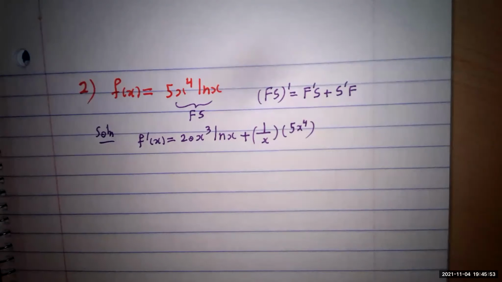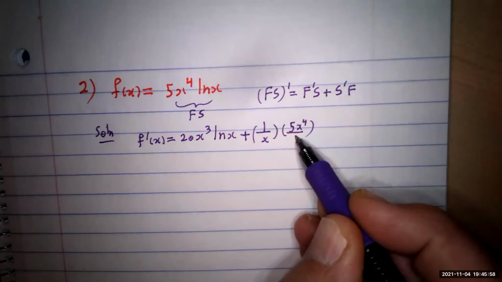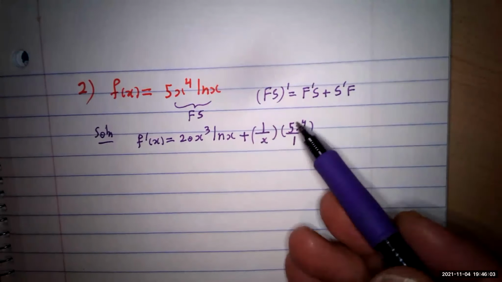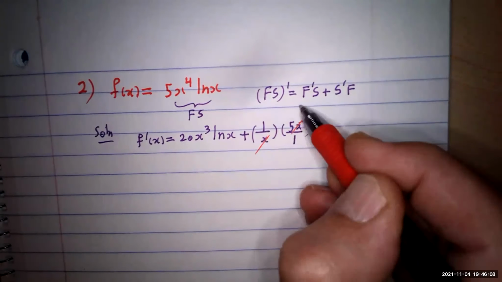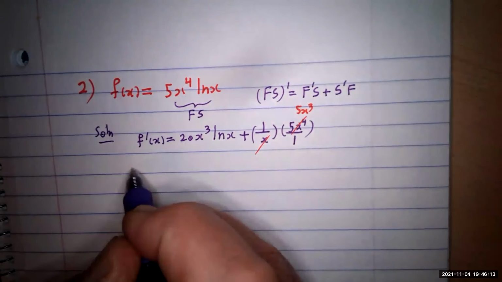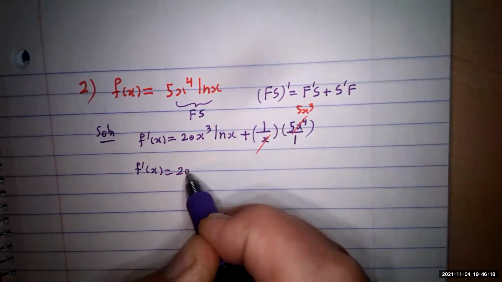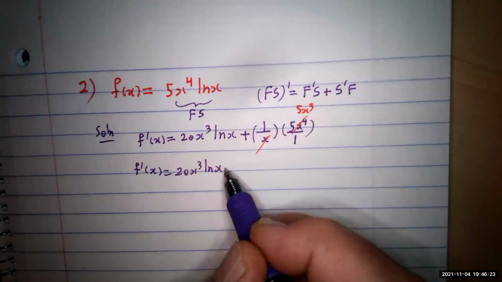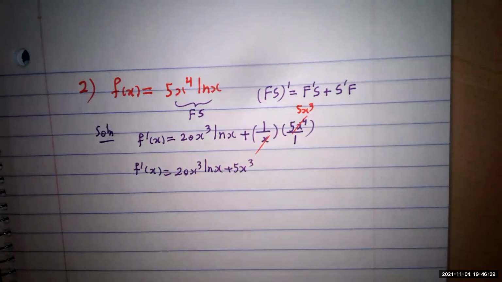When you are not done, you get the chance to simplify this one. You can think about this one as 5x to the 4th over 1. That gives you the chance to simplify it. Always it's possible to simplify. So one x would be out, and that gives you 5x to the 3rd. So the final answer is F prime of x equals 20x cubed ln x plus simply 5x to the 3rd, and then be done.